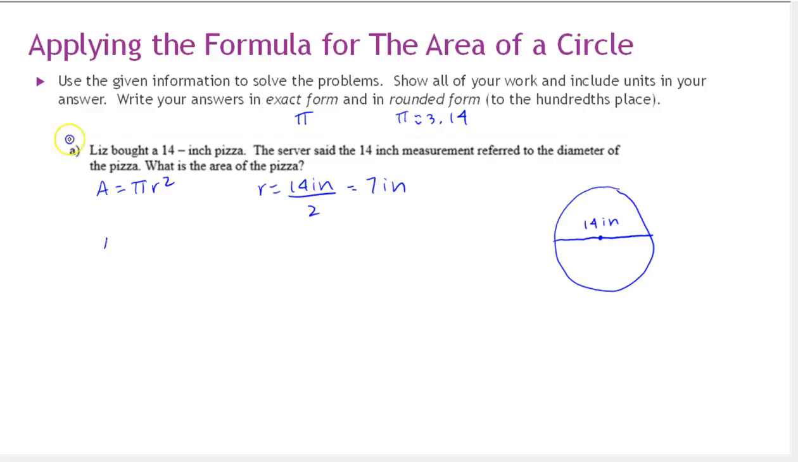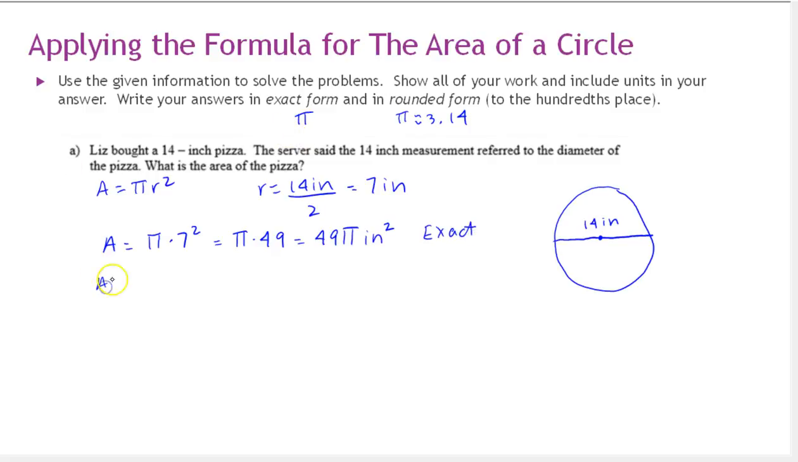Okay. So our area equals pi times 7 squared. Okay, and we're going to do exponents first, so we're going to square 7, and we get pi times 49, and we always write the number in front of pi. So this is 49 pi, and our units are inches squared. So remember, this is how many little squares would fill up this circle, since we're finding area. Now, this was the exact form.